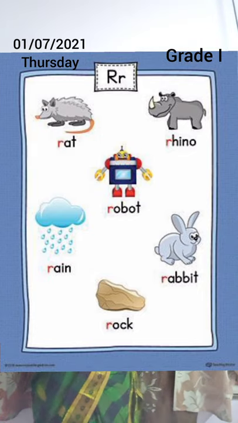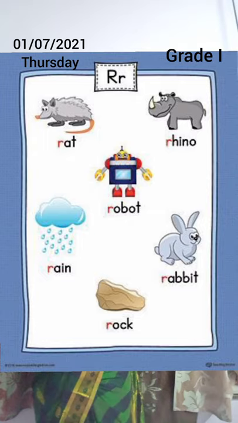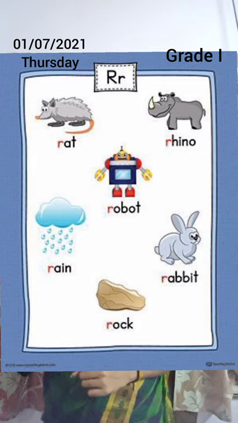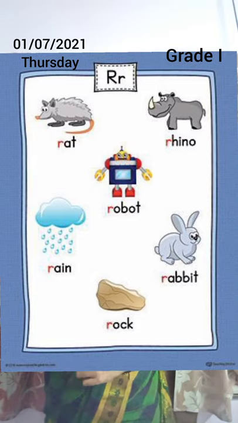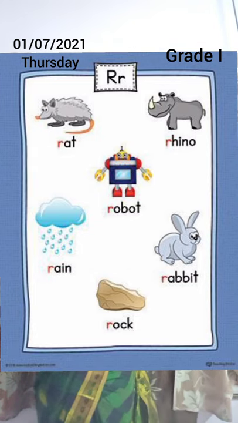Rhino, R-H-I-N-O, rhino. Robot, R-O-B-O-T, robot. Rain, R-A-I-N, rain. Rabbit, R-A-B-B-I-T, rabbit. Rock, R-O-C-K, rock.